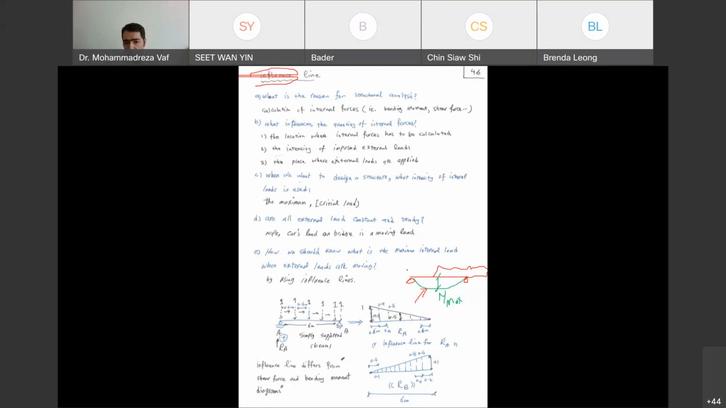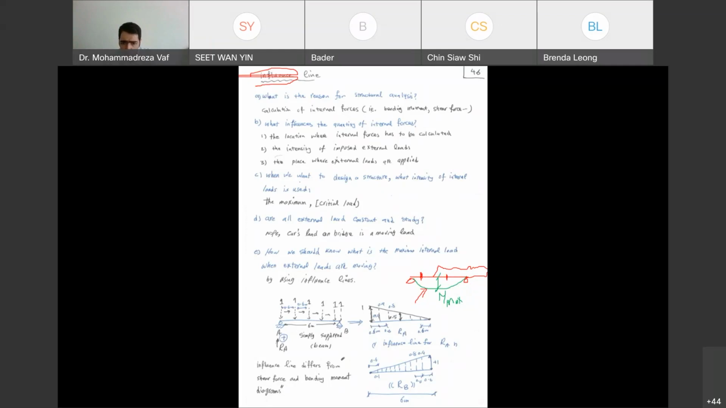It is not for the whole span. Meaning, I want to know how the bending moment, let's say at this point, changes when the load moves over the bridge. Or I want to know how the bending moment or shear force at this location changes when the load is passing over the bridge. So when we are talking about influence line, we are talking about one specific location. We are not talking about the whole span.